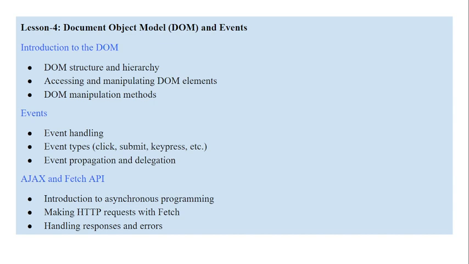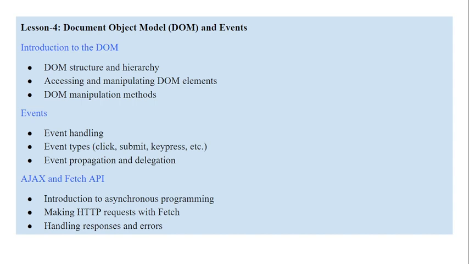And finally, we have Ajax and Fetch API. In real time, generally we are working with the database. We have to get the data. We have to update the data. For that case, we are using Ajax and API.